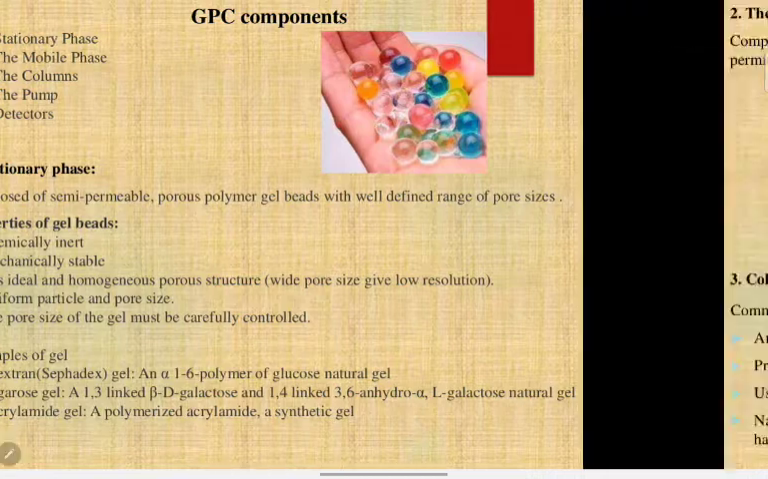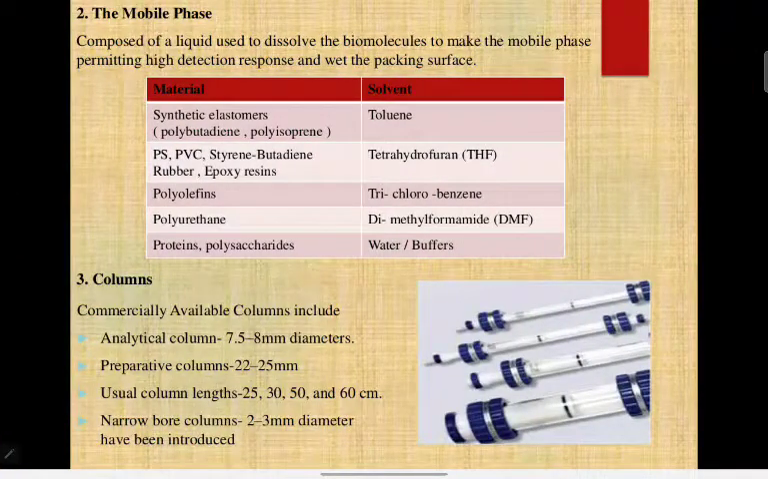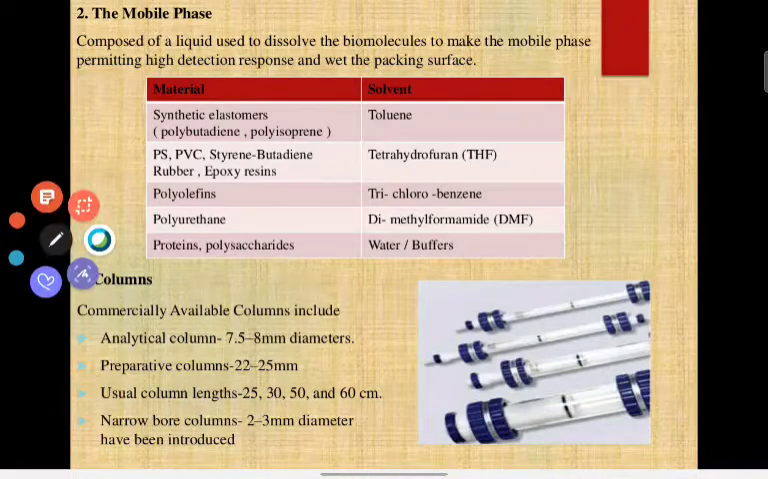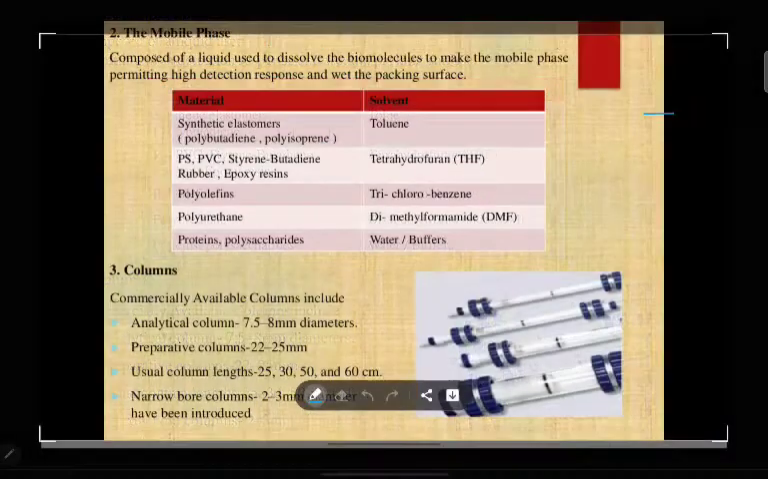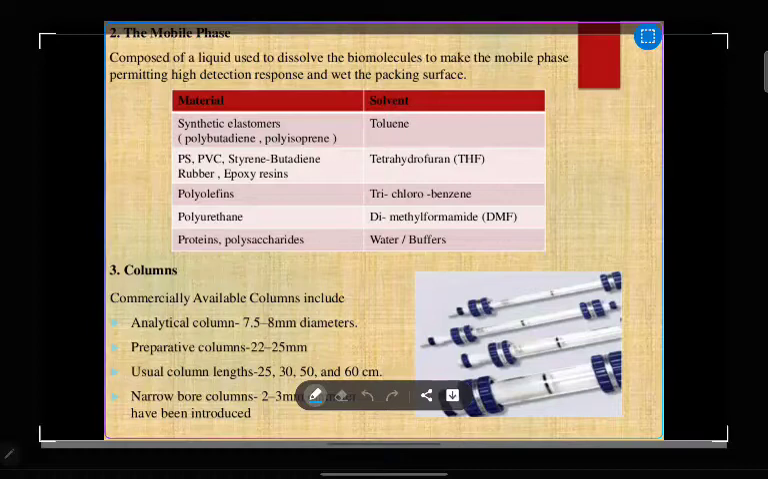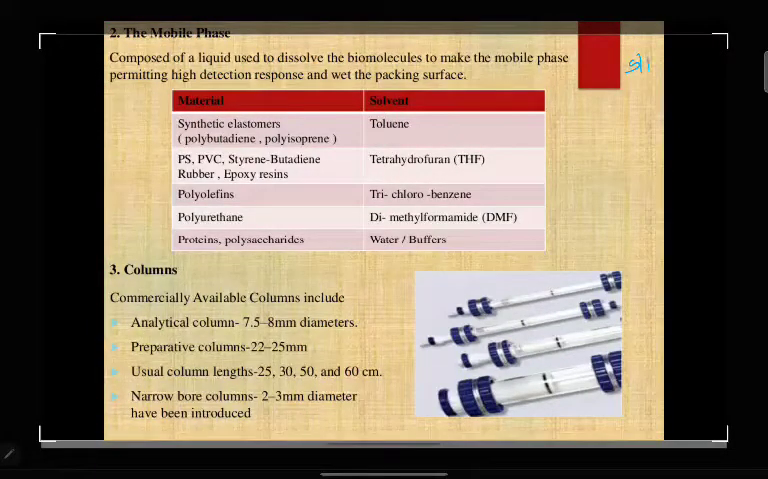Now moving to the next slide, mobile phase. Stationary phase is ready. Now we need mobile phase or solvent. What do we need it for? As I told, first you take the stationary phase or gel and mix it with your mobile phase. Then only it will give a slurry. That slurry you pour inside the column. So for that purpose you need mobile phase.